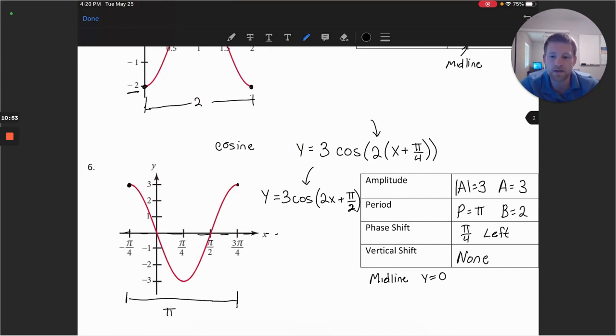If you'd like to see these examples again, I encourage you to go through them again until you're confident with the properties of these graphs and what to look for.